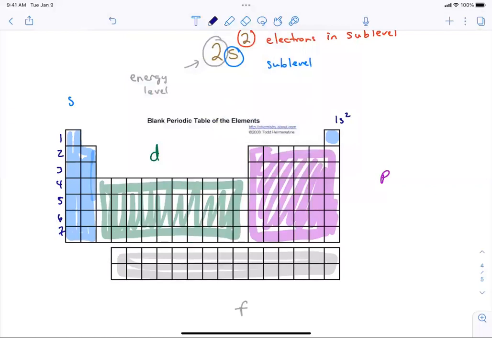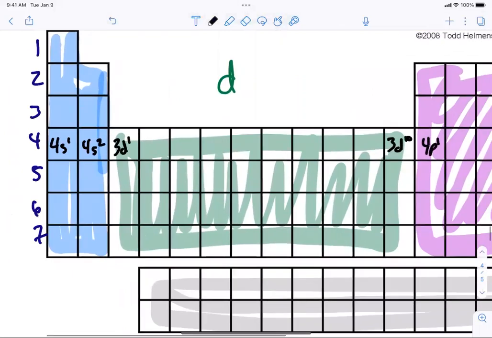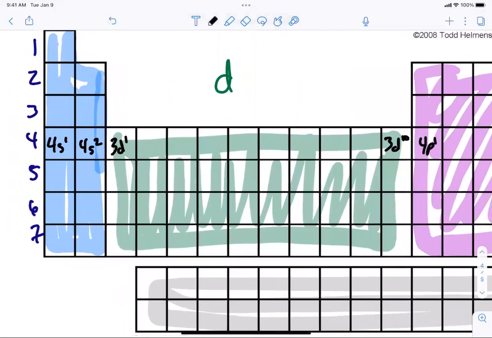So we read going across. Now there is one exception to the rule that you have to know. The D sublevel starts in energy level 3, but it's in energy level 4, because what happens is you fill 4s1 and 4s2 before you fill in 3d1 to 3d10, and then you go back to 4p1.